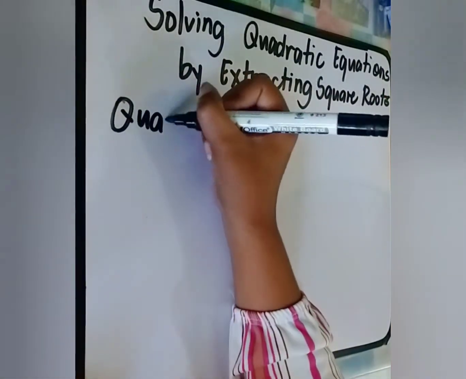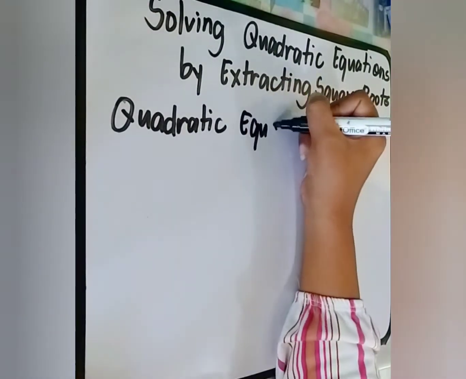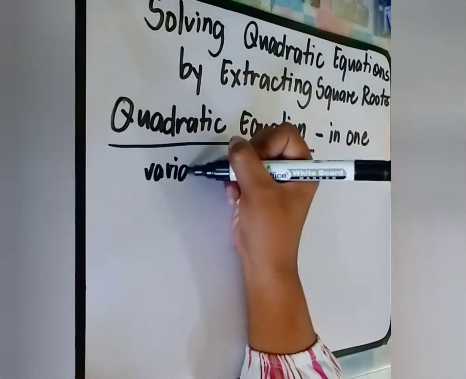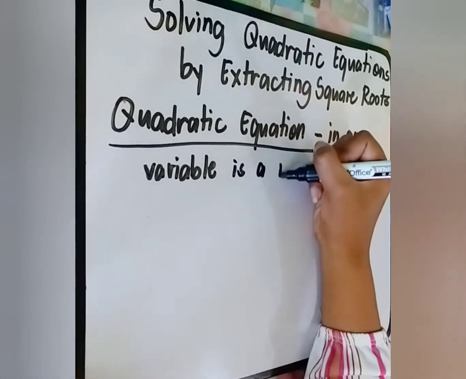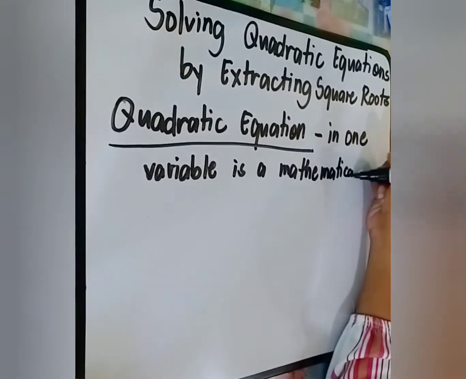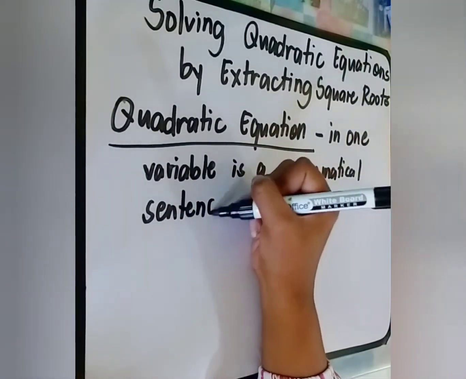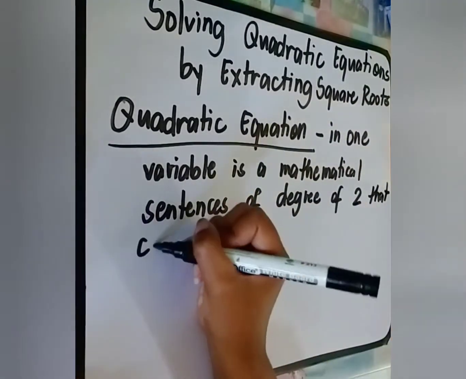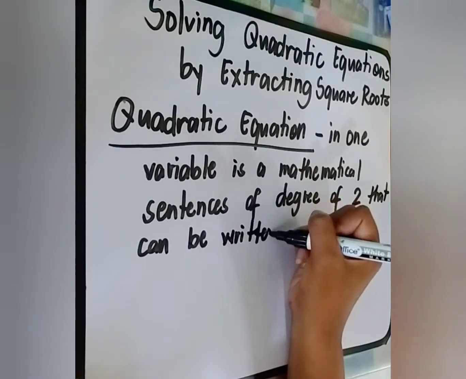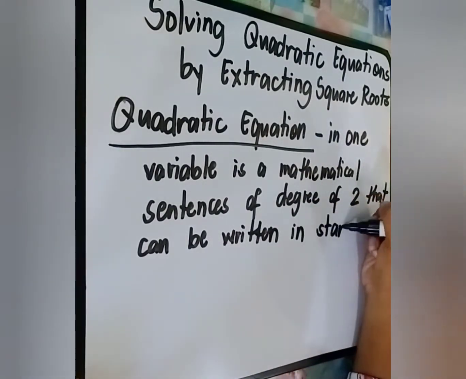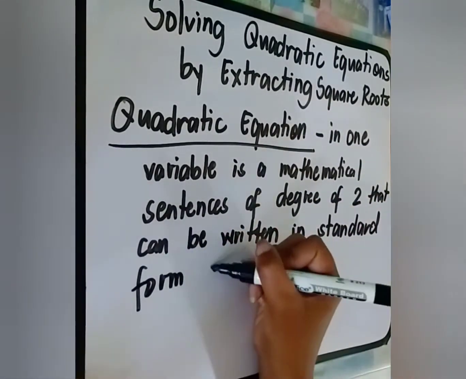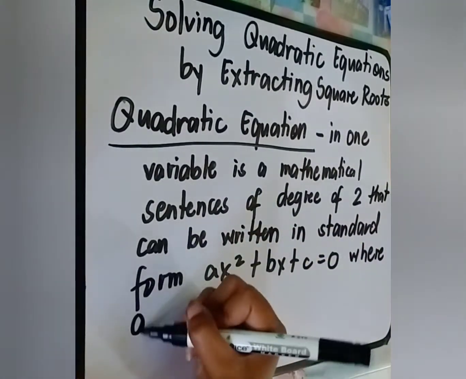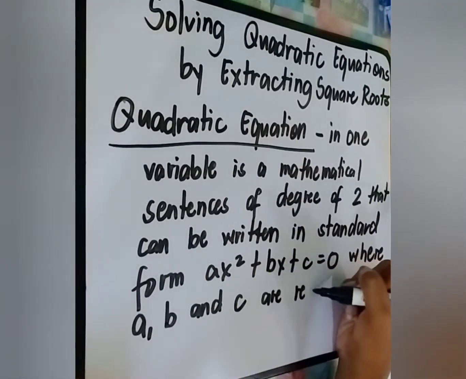Hello everyone! It's another day for another topic, and ngayon, i-discuss natin is about solving quadratic equations by extracting square root. So, in solving quadratic equation, meron tayong 4 ways o 4 na paraan. Namely, number 1, by extracting square roots, number 2 by factoring, number 3 by completing the square, and number 4 using the quadratic formula. So, for today's video, ang i-discuss lang natin is isa sa 4 na paraan, which is by extracting square root. But first, let's define the quadratic equation.